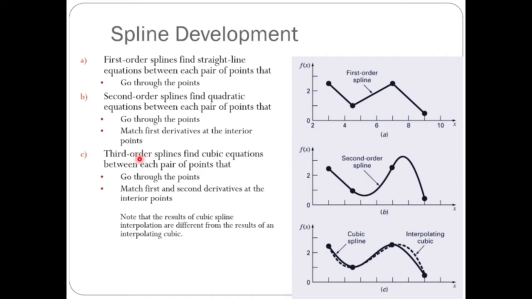Third order splines find cubic equations between each pair of points. This is the equation in the cubic spline. This is the interpolating cubic. So go through the points, match first and second derivatives at the interior points. Okay, so what are the interior points that are matched on the particular lines? Okay, the results of the cubic spline interpolation are different from the results of an interpolating cubic.